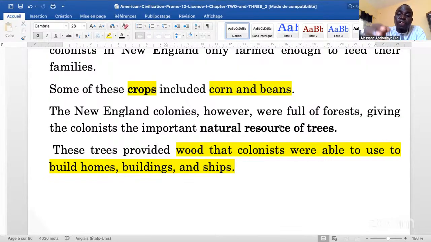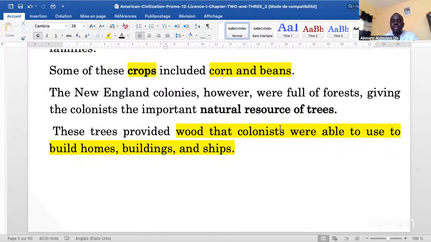So here, from the forest, they could make wood that colonialists were able to use to build homes, buildings, and ships. So the natural resources with the forest, they could build homes. You go to the United States, many houses, homes are built or are made of wood. And also they could do buildings, and also they could build ships, les bateaux, or pirogues or canoes.